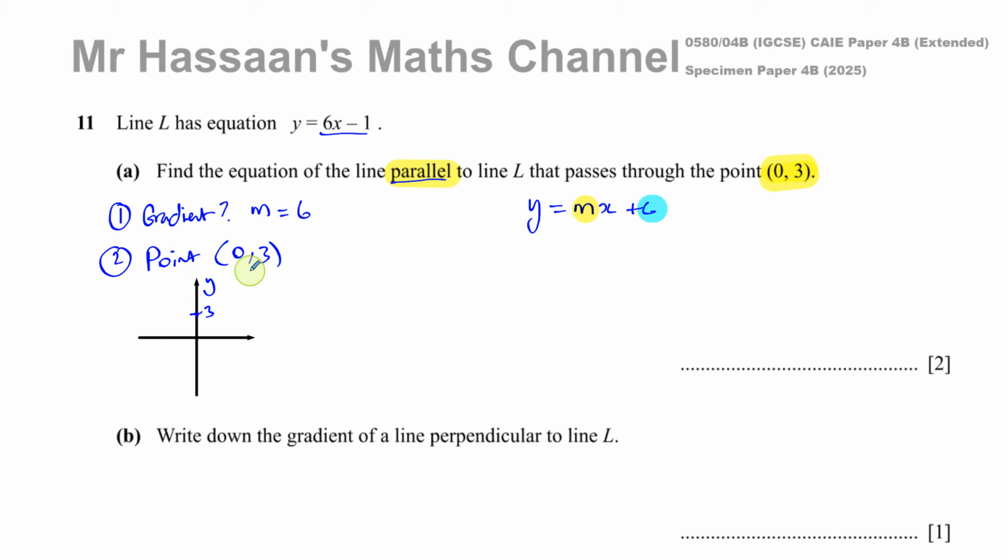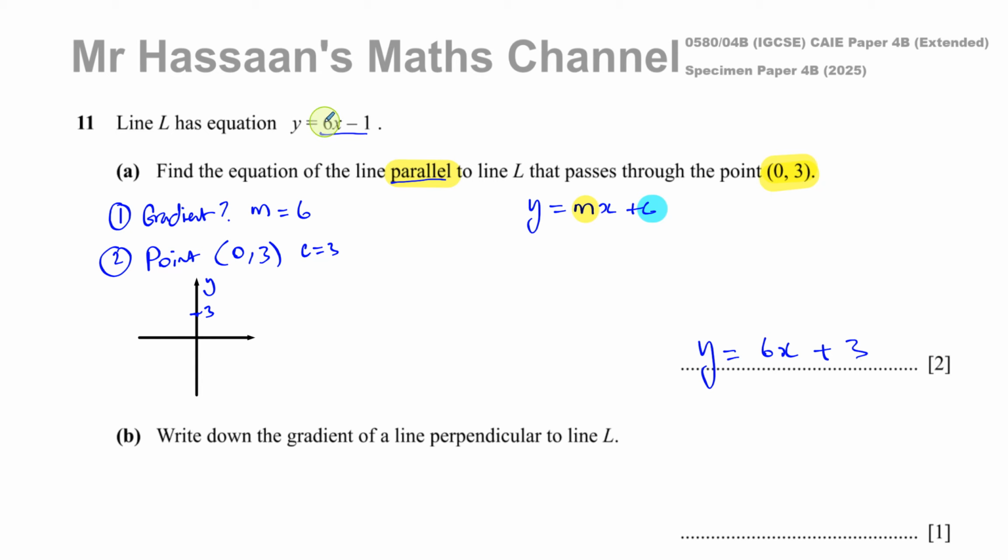So this will be the y-intercept of our line. This one has a y-intercept of -1. Our line has a y-intercept of 3. Okay, so c is equal to 3. So we can just write it straight away in our equation. y is equal to 6x plus 3. That's the answer. Okay, very simple.